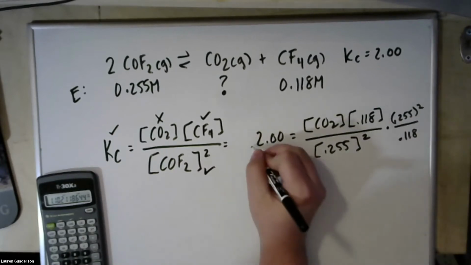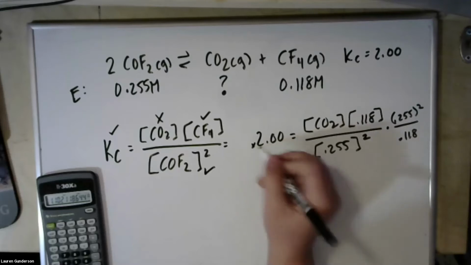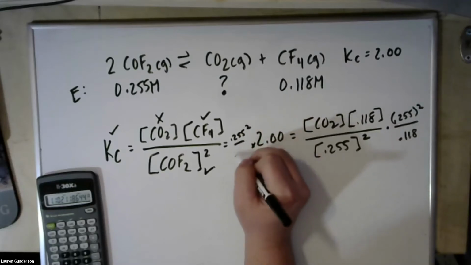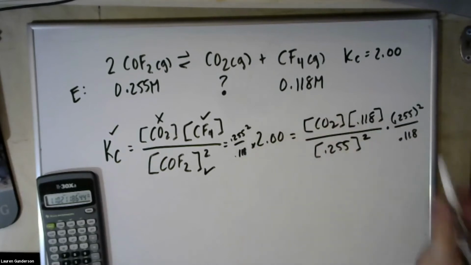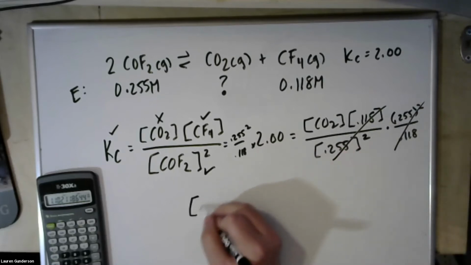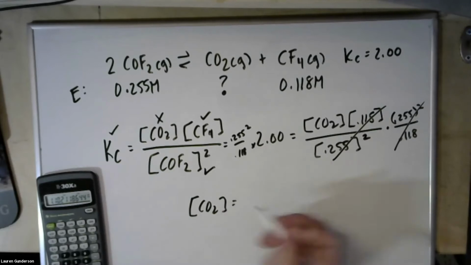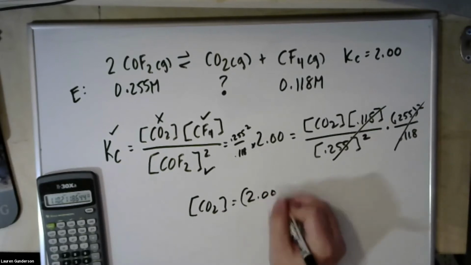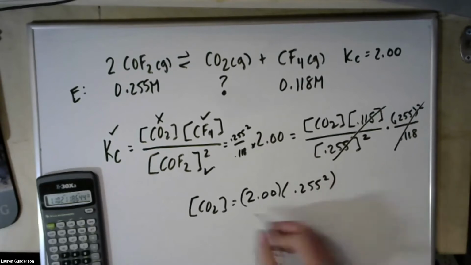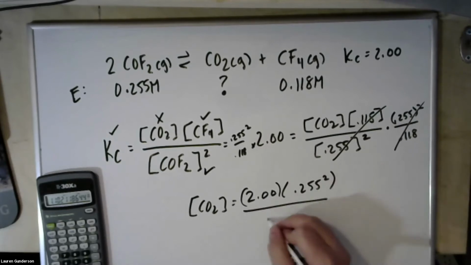Let me make enough room to write it on both sides. You know what I mean? Like cancel this stuff out. And then you can write it nicely as the concentration of CO2 is going to be equal to 2 times 0.255 squared over 0.118.